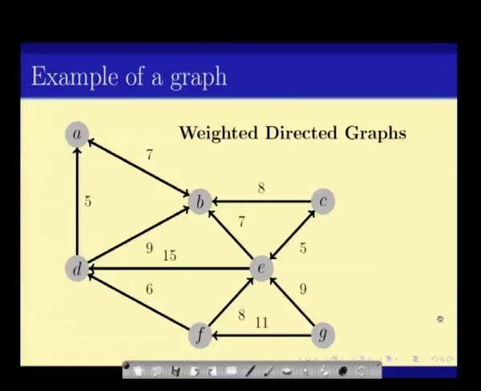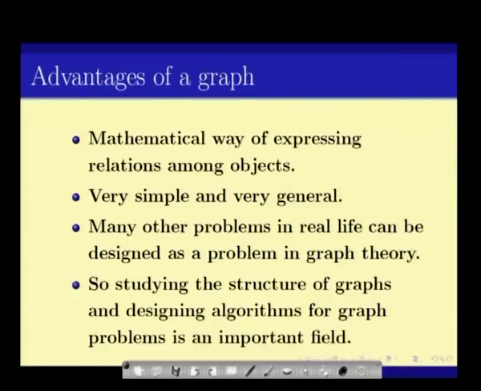As we have seen in the last 3 lectures, graphs are very important combinatorial objects. They are very simple, yet very general. Many real life problems can be formulated as graph theory problems, and so understanding the general structure of graphs is a very important aspect in the field of algorithms.